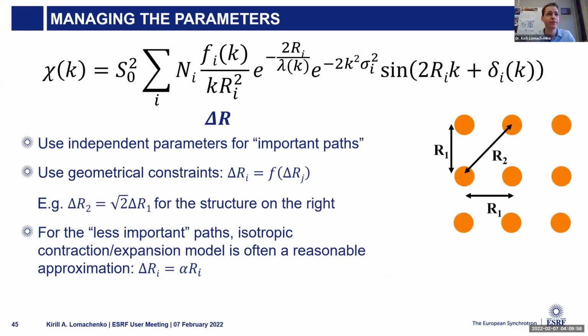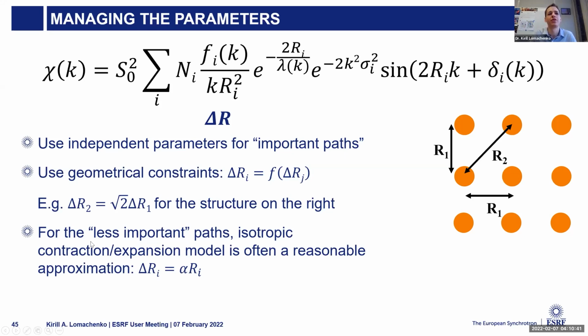For delta R, well, you should use independent parameters for important paths. Yeah, this is clear because it's mostly what you are looking for when you do the fitting. If you are sure about the symmetry of your system, because you got it, for example, from diffraction, you can use geometrical constraints on delta R, like in the example on the right. If you know that the system keeps this symmetry, then you don't have to fit R1 and R2 as independent parameters. You can fit delta R2 as a square root of 2 times delta R1, if you know that the symmetry is going to be conserved.